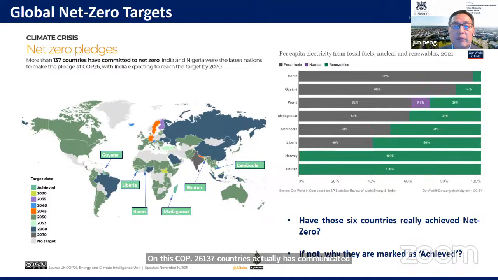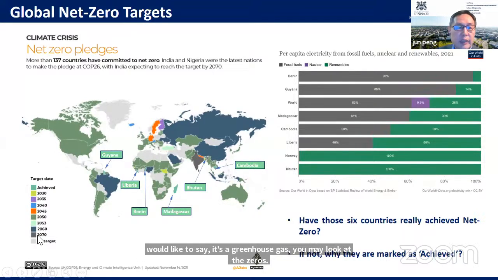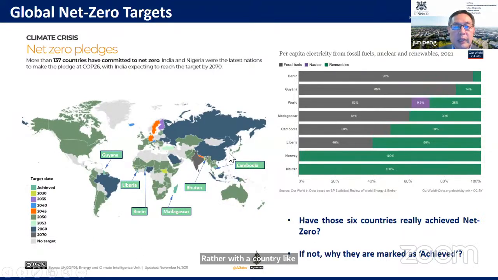From this slide, we can find that the UK, where I'm currently working, has set 2050 to get zero carbon emission, or, as I would rather say, zero greenhouse gas emission. India's target is the 2070s, and China, the biggest country in the world for energy supply and consumption, is the 2060s.